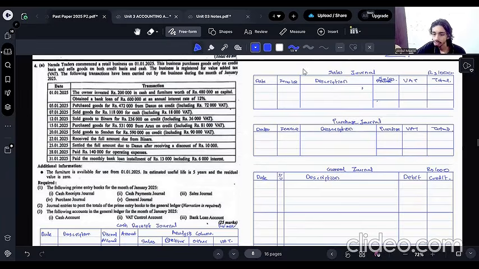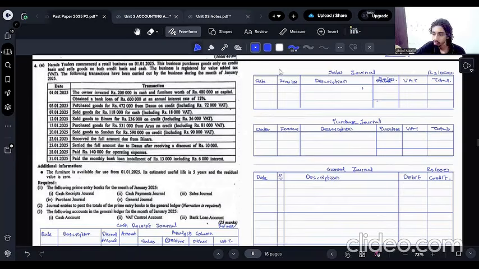They have given a few transactions, then additional info, and then the requirements. Requirements: you need a cash receipt journal, cash payment journal, sales journal, purchase journal, and general journal. In the general journal, you will record all the transactions that are not recorded in any of these prime entry books. Then you have to prepare a separate general journal to record the totals of the prime entry books. And then 3 accounts, namely cash, VAT, and bank loan account.